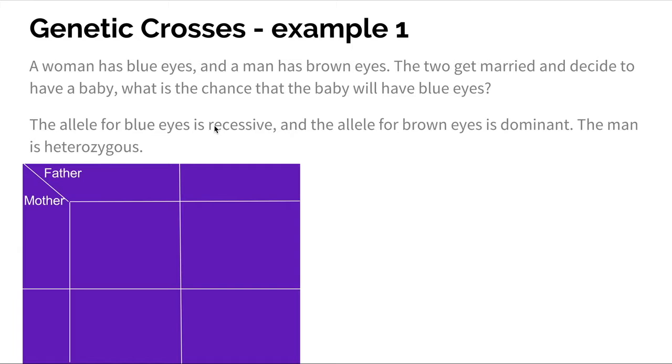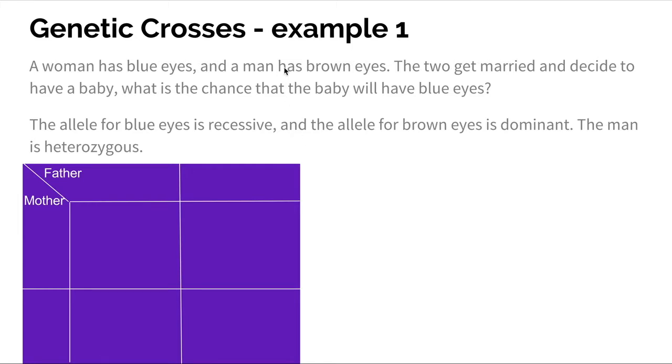The allele for blue eyes is recessive. That means it has to be 2 for the person to have blue eyes. And the allele for brown eyes is dominant. That means you only have to have one of the allele for the brown eyes to have the brown eyes. The man is heterozygous. So what's the genotype of the father?